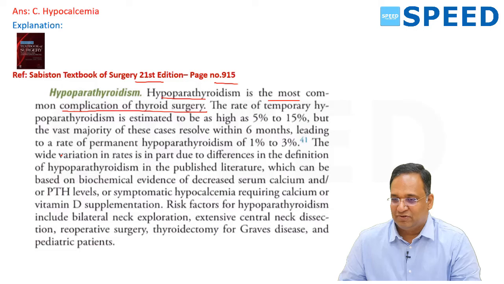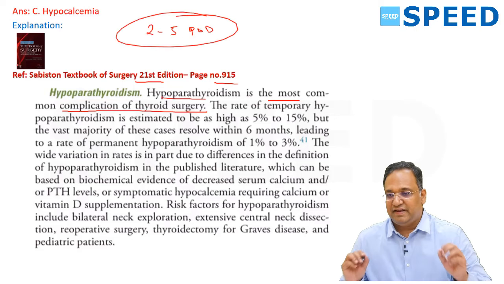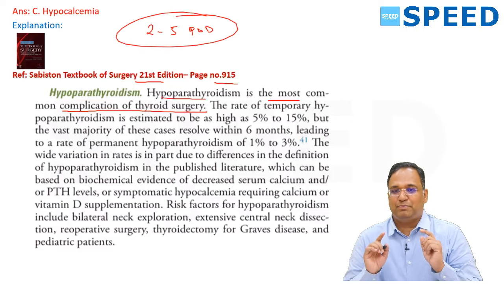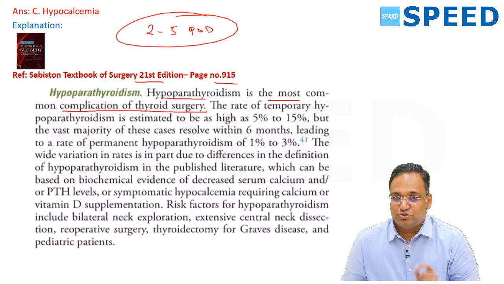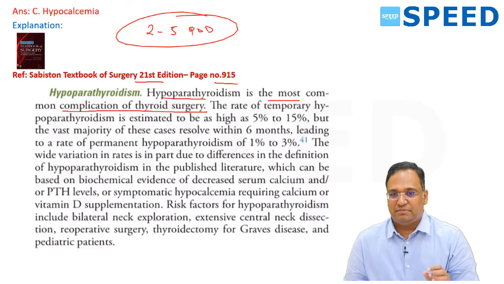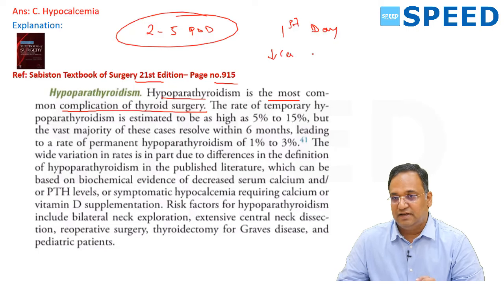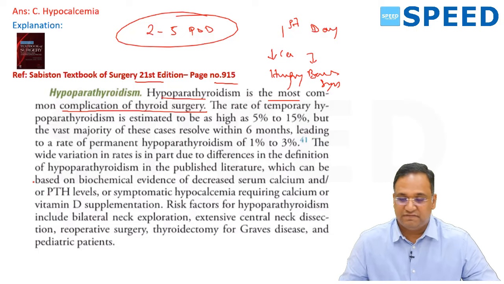Okay. And if there is a symptomatic hypocalcemia following surgery, see, hypocalcemia because of hypoparathyroidism results from the 2nd to 5th postoperative day. They can ask you, which postoperative day would you expect hypocalcemia because of hypoparathyroidism? The right answer is 2 to 5 days. If they ask about hypocalcemia in the immediate postoperative period, it is called hungry bone syndrome, first day. First day hypocalcemia is hungry bone syndrome. It is 2 to 5 days hypocalcemia because of parathyroid insufficiency.